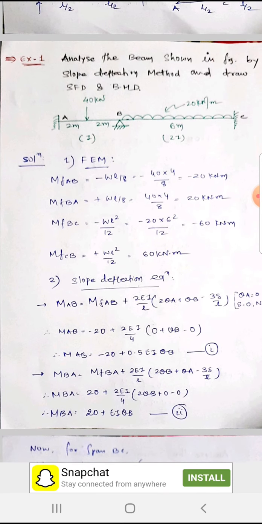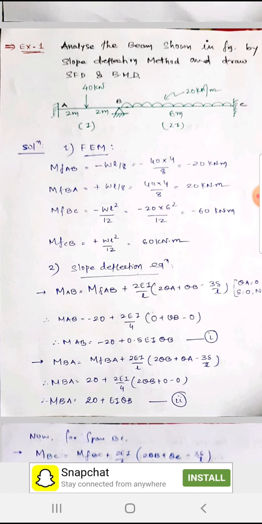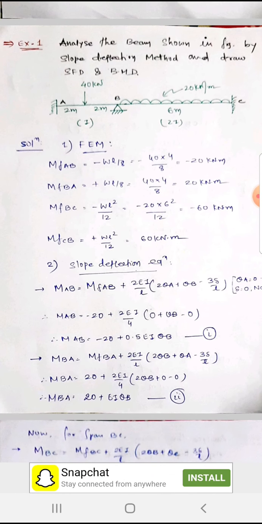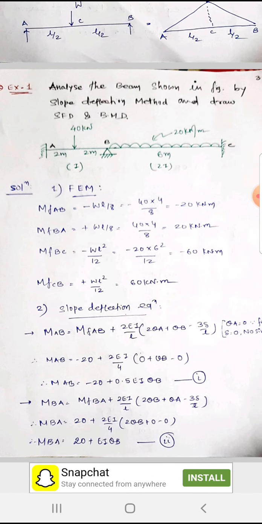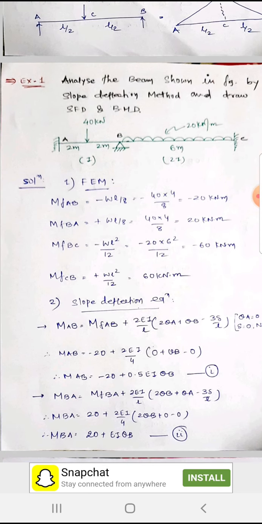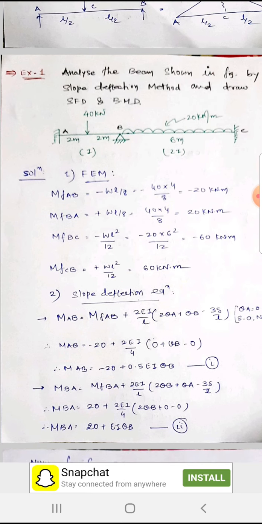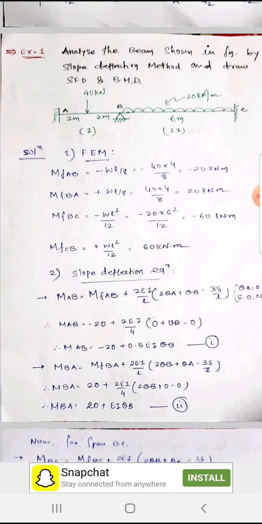Our first step is the fixed end moment. So what are we going to do? We are considering AB as a single span fixed at both the ends. Then the fixed end moment MFAB is equal to minus WL by 8. This is the fixed end equation and we have to memorize that equation for the fixed beam with point load at center. Then we can get the value, that is minus 20 kilonewton meter.